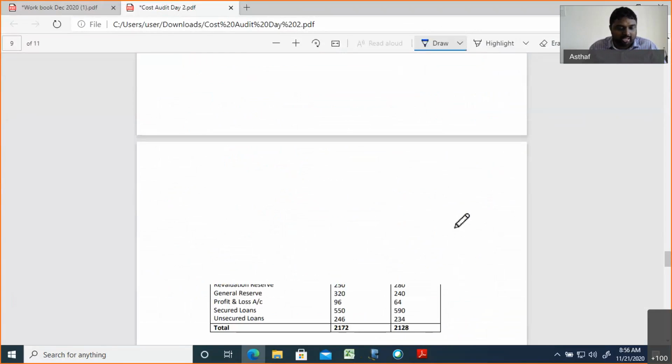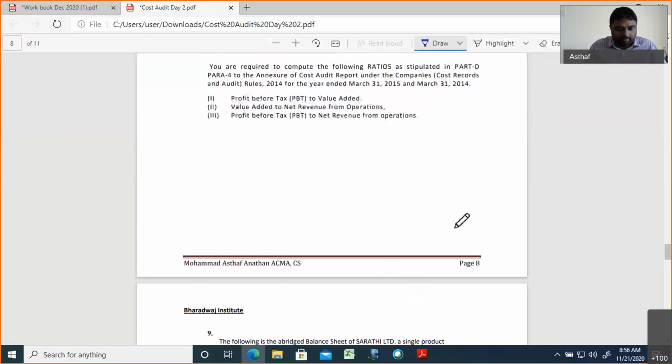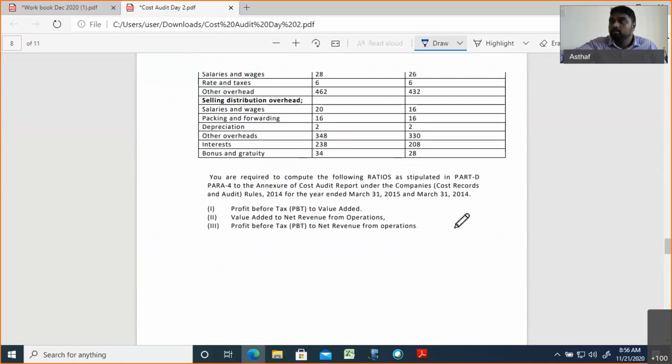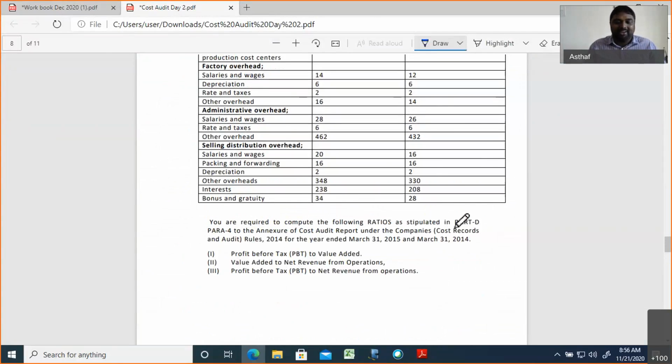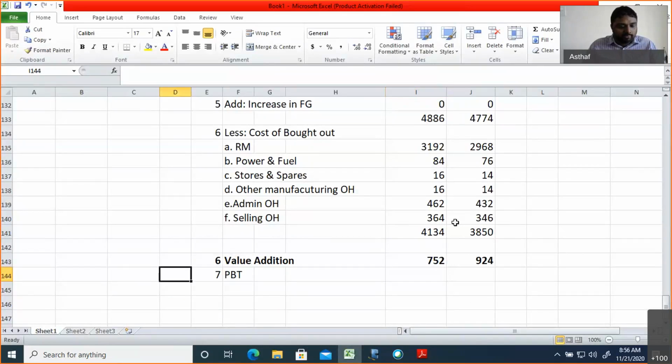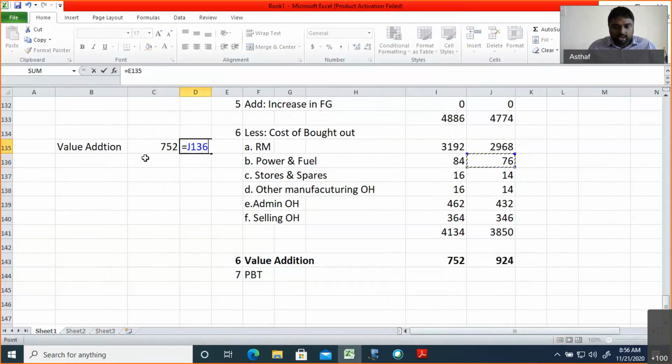The question is asking PBT to value added. So you should have PBT also. So what is the PBT? We have to find out the PBT. Very easy. All the other expenses we have to deduct. I have given the format also. Who will help me with the answer? Or else I will do it here. Shortcut method I will do. What is the shortcut method, my dears? Value addition is there.